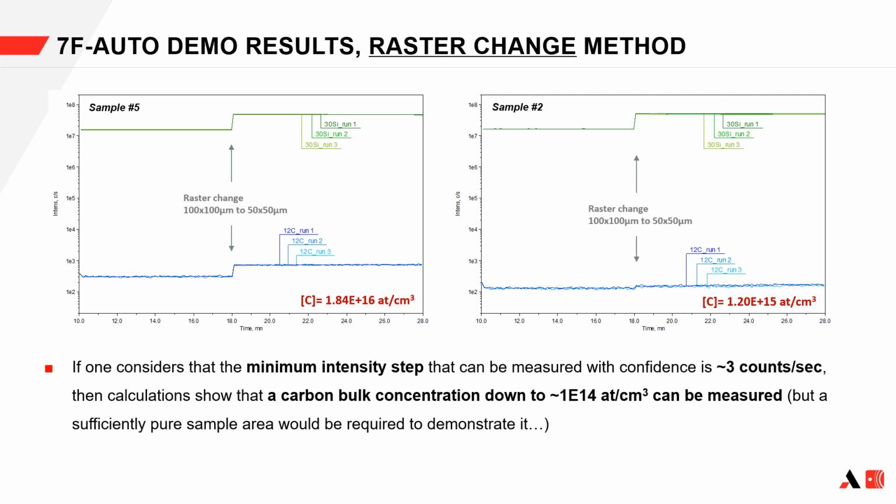If we consider being able to measure the minimum intensity jumping step of about 3 counts per second with confidence, by theoretical calculations, this means that we can measure a carbon bulk concentration down to the 1e14 atoms per cubic centimeter level. Please remember that a sufficiently pure sample is required to realize this test.